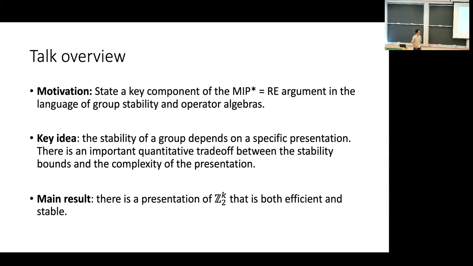But the key idea of what I'm going to talk about is that the stability of a group depends on the specific presentation that you're thinking about. And there's an important quantitative trade-off between the stability bounds you get and the complexity of the presentation. And I'll say more about what I mean here. And the main result that I'll talk about is that there is a presentation of the abelian group Z_2^K that is both efficient and stable. So not only stable, but it also has this efficiency property.